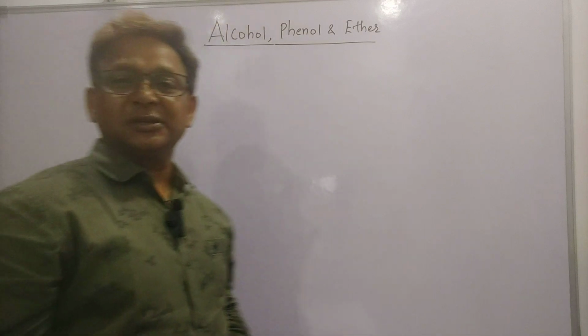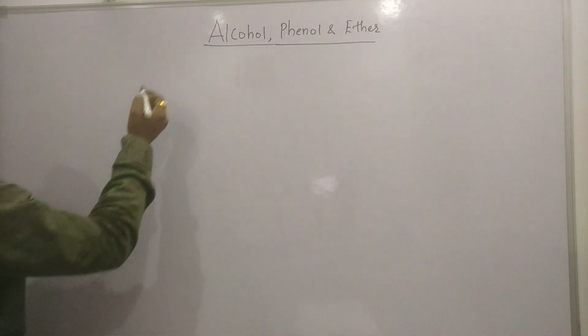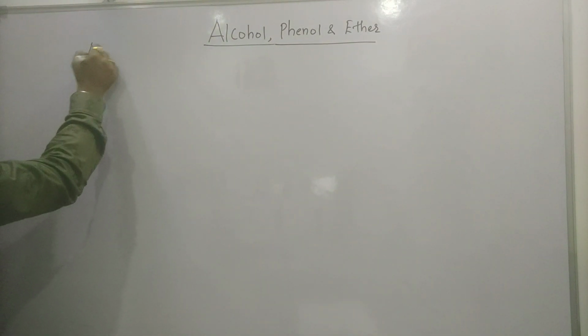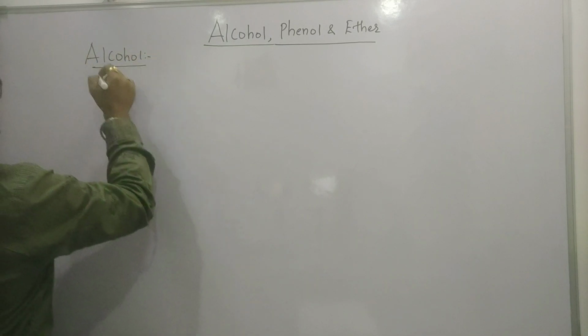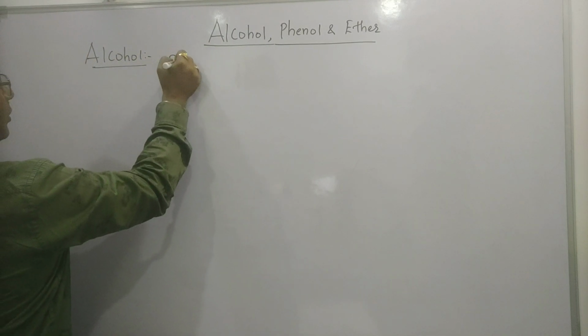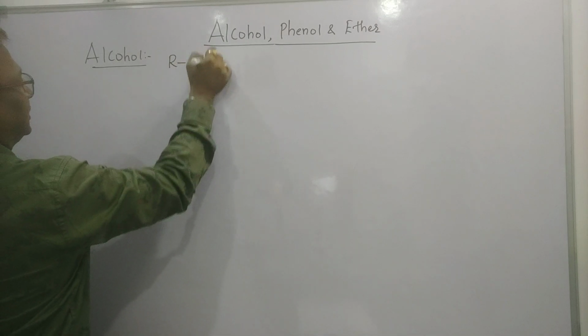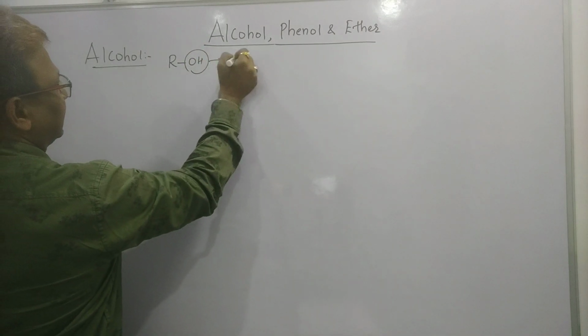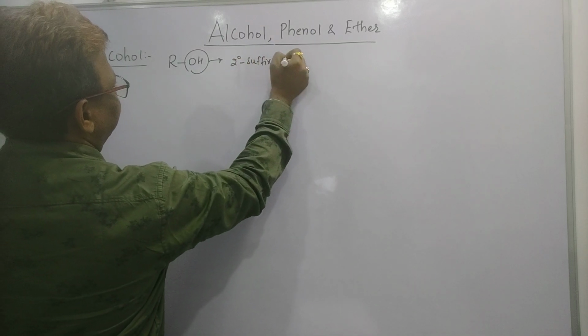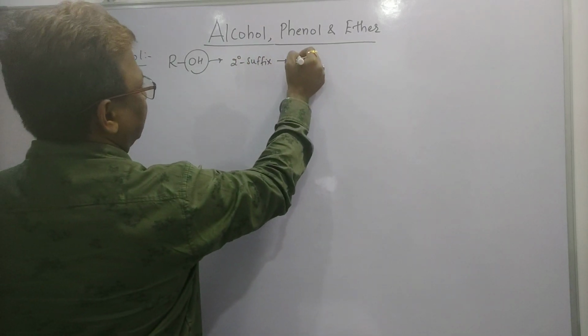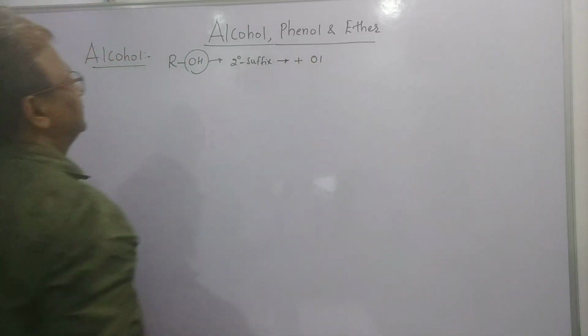But today we are going to discuss, from this alcohol, phenol and ether, the first topic: alcohol. The general form of alcohol can be written as ROH. But this OH will indicate here as a secondary suffix, and the secondary suffix for alcohol can be written as "ol".